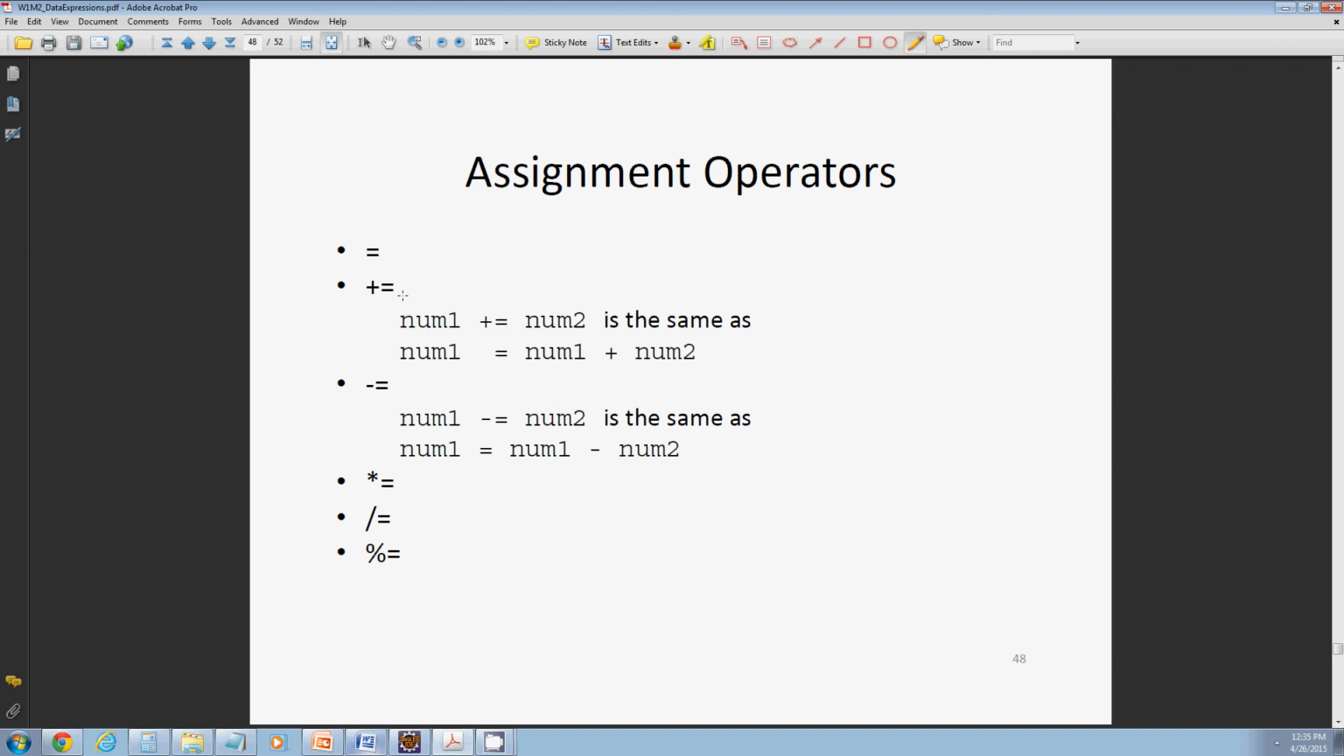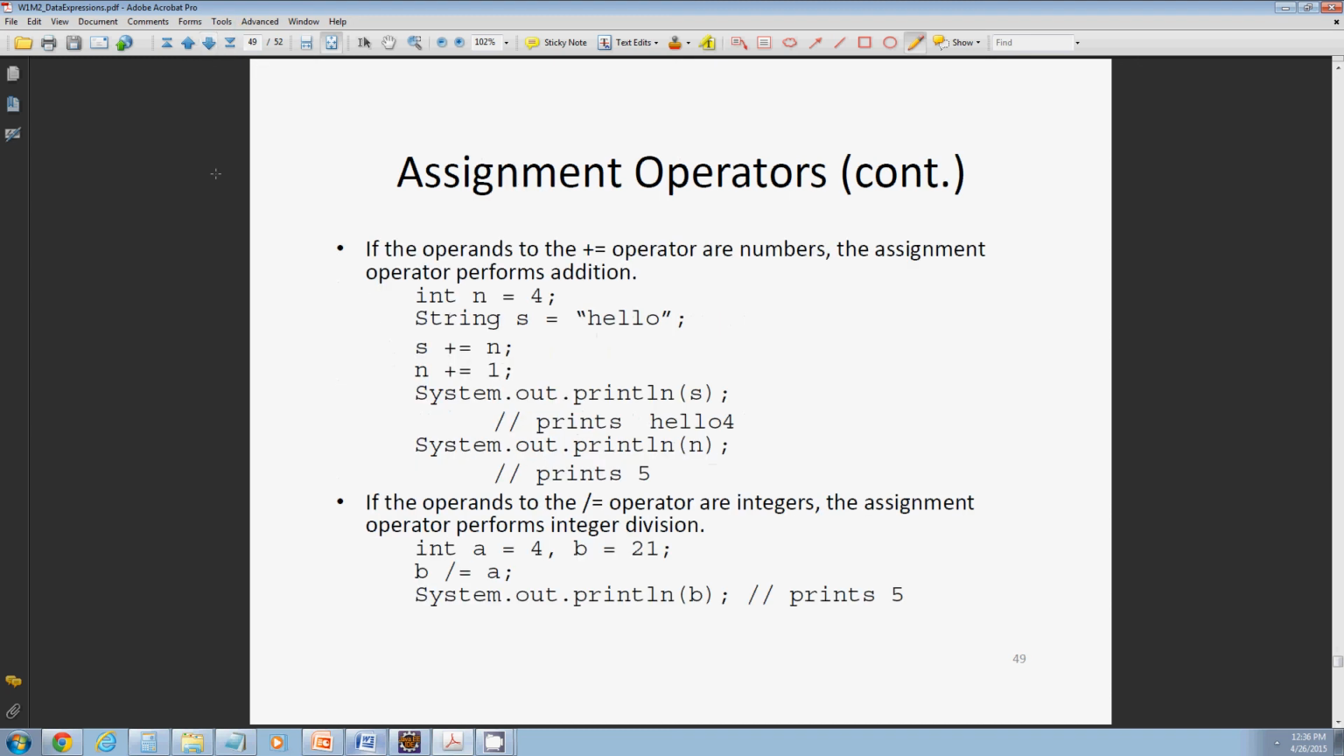Plus equals is basically the same as saying the variable on the left equals itself plus the variable on the right. So if we have num1 plus equals num2, that is the equivalent of saying num1 equals num1 plus num2. And if we had num1 minus equals num2, that is the equivalent of saying num1 equals num1 minus num2. So it basically takes whatever is on the left and then performs the operator on itself and the value on the right, and then takes that resulting value and uses it to update the variable on the left. So let's take a look at an example.